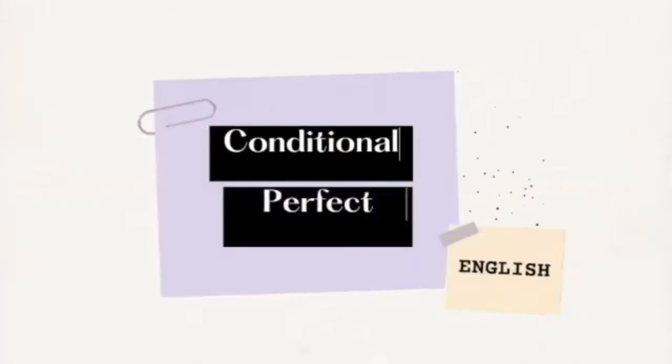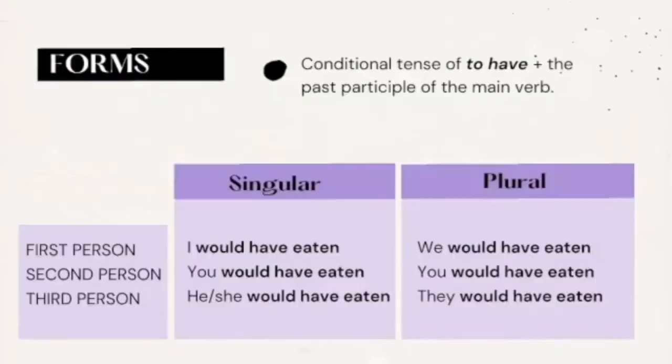Now let's see the conditional perfect in English. Forms. To form the conditional perfect in English, we use the conditional tense of to have plus the past participle of the main verb. For example, as you can see here, in the first person singular, we write I would have eaten. In this case, the conditional tense of to have is would have, and we add the past participle of the verb eat, that is eaten.